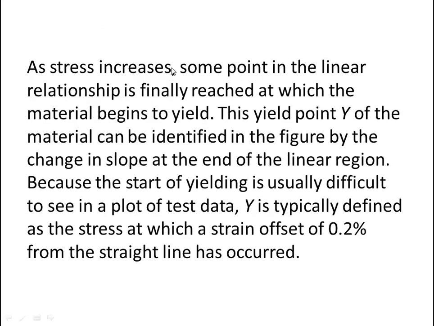As the stress increases, some point in the linear relationship is finally reached, at which the material begins to yield. This yield point Y of the material can be identified in the figure by the change in slope at the end of the linear region. Because the start of yielding is usually difficult to see in a plot of test data, Y is typically defined as the stress at which a strain offset of 0.2% from the straight line has occurred.